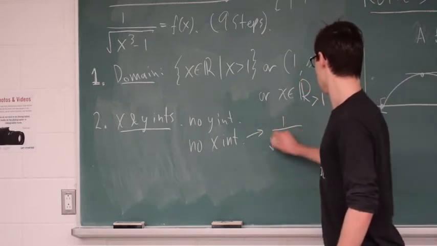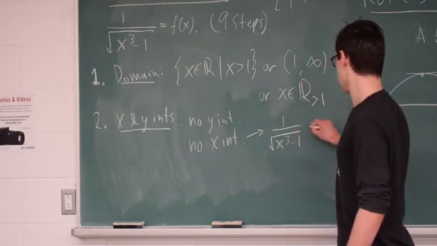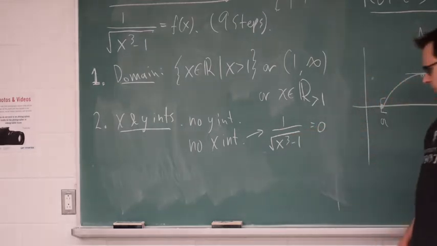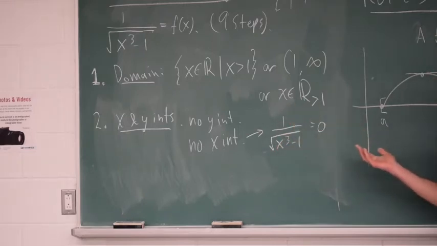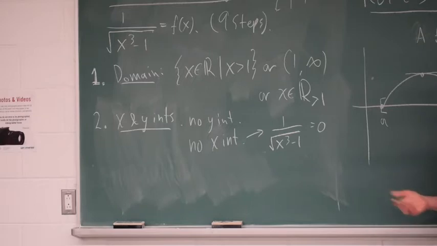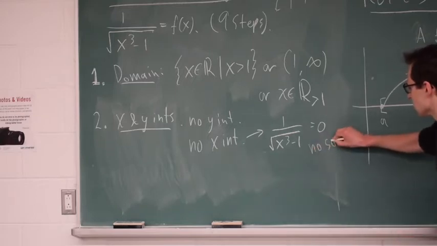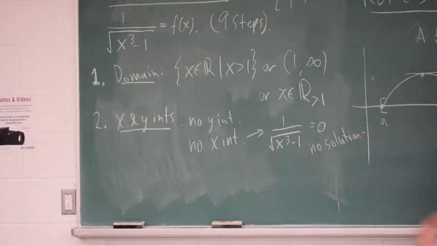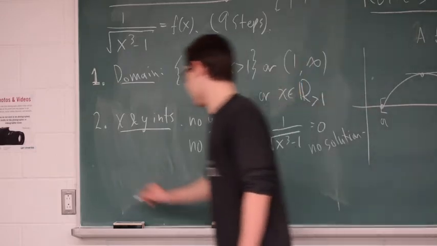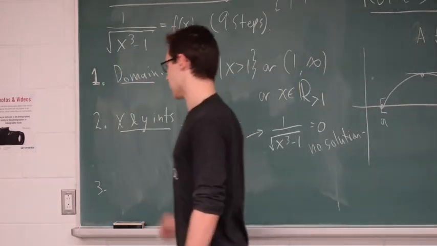How do I know that? Because if we set 1 over root x cubed minus 1 equal to 0, what x would we need? Well, there's nothing here that you could put such that 1 over it would be 0. So there's no solution. Of course, if x tends to infinity, then yeah, we do get 1 over this is 0. But that is not an intercept. That's going to be an asymptote. Which brings us to step 3. Asymptotes.